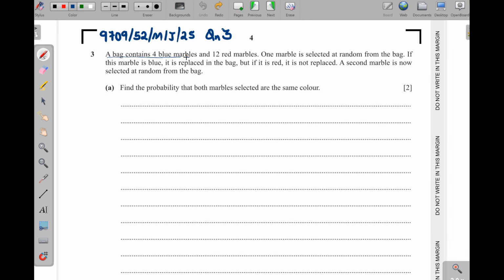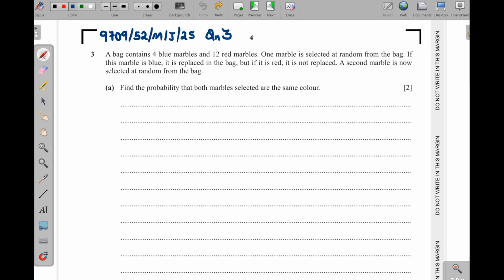Question 3. A bag contains 4 blue marbles and 12 red marbles. One marble is selected at random from the bag. If this marble is blue, it is replaced in the bag. But if it is red, it is not replaced. A second marble is now selected at random from the bag. Part A. Find the probability that both marbles selected are of the same color.